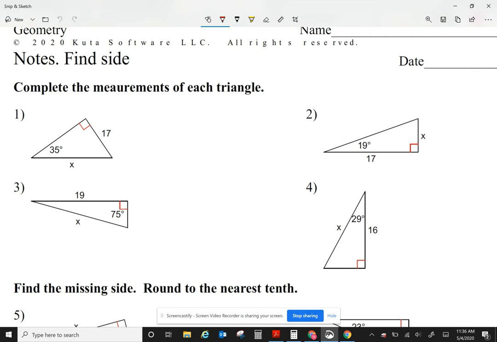All right, for today, let me start by reminding you guys of an acronym. I called it last time, SOH CAH TOA. And remember what that stood for was sine is opposite over hypotenuse, cosine is adjacent over hypotenuse, and tangent is opposite over adjacent.